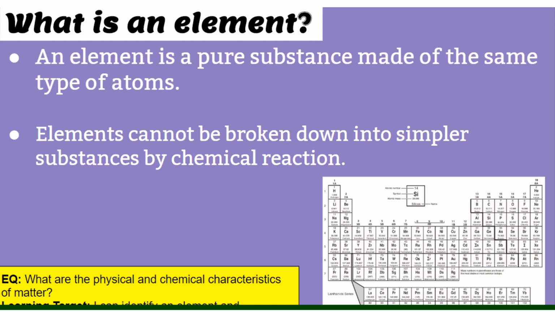Elements are the smallest piece of matter and cannot be broken down into simpler substances, either by a chemical reaction or by pulling them apart. They are the smallest piece that you can get. Any smaller and it wouldn't be an atom anymore.